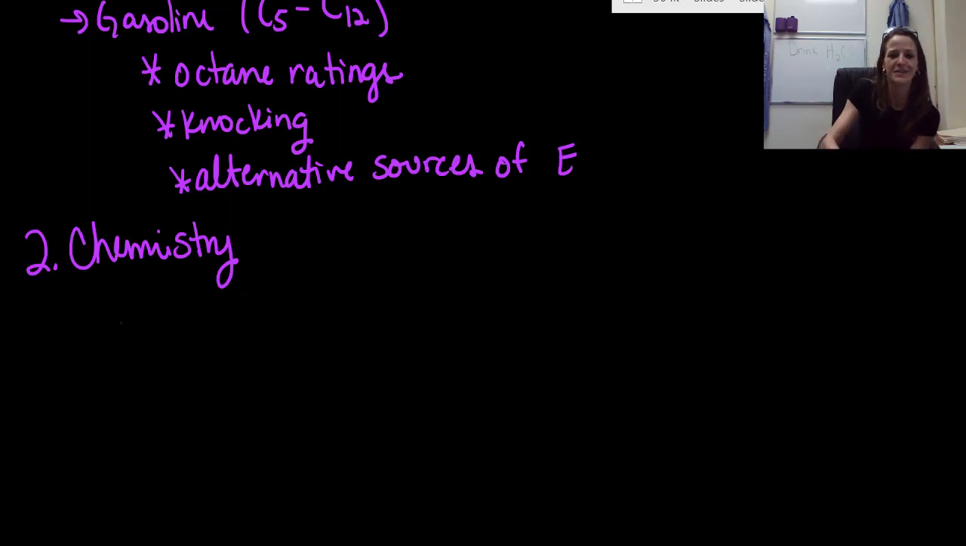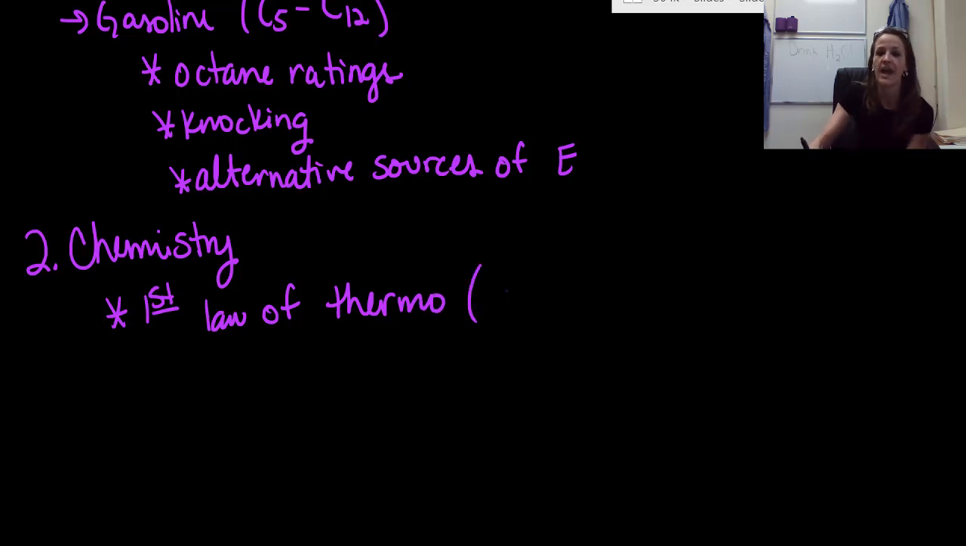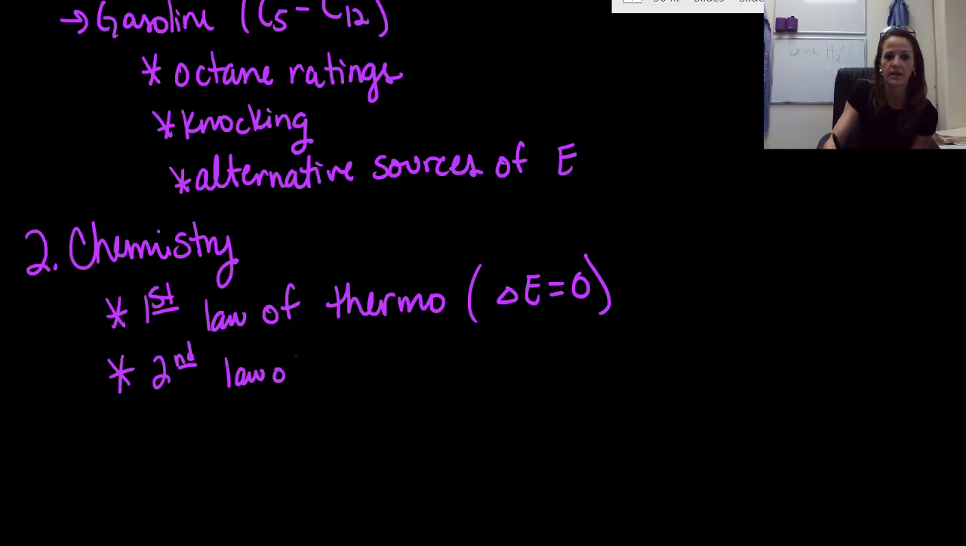All right, so the first thing we did is we started by talking about the first law of thermo. So the first law of thermodynamics is that energy cannot be created or destroyed. It is only transferred. So our delta E, our change in energy, is always 0 if we're talking about the universe, okay? So we cannot create energy. This is not possible.